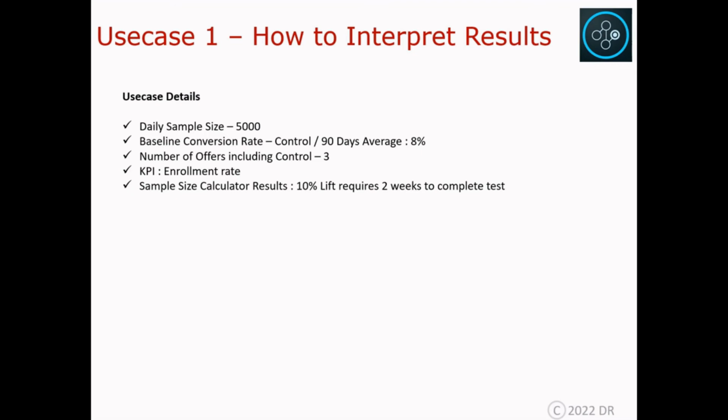The sample size calculator, if you put in these numbers, will predict that it requires 2 weeks to complete the test for a 10% lift. Now the idea here is to understand the concept more rather than the calculations. We'll look at the data that is collected after 2 weeks of running the A/B test. We have a page wherein we have a CTA. People click on the CTA and move on to the form. We are running the experiment on this page wherein we have the CTA.